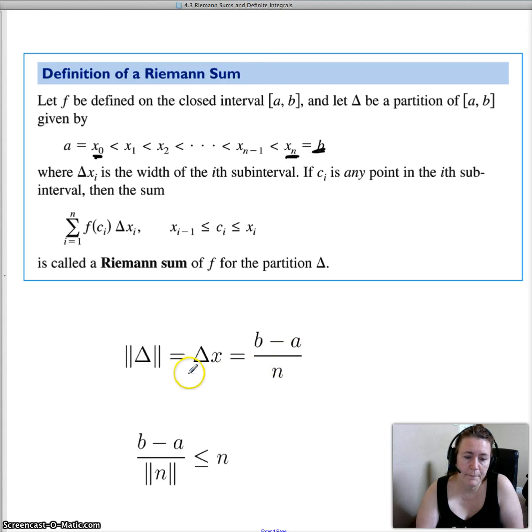Now, I can rewrite this so that b minus a divided by the norm of the partition has got to be less than or equal to n. All right. See if you can do some homework.